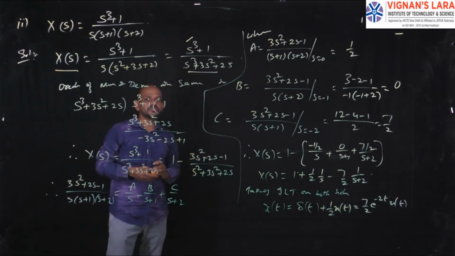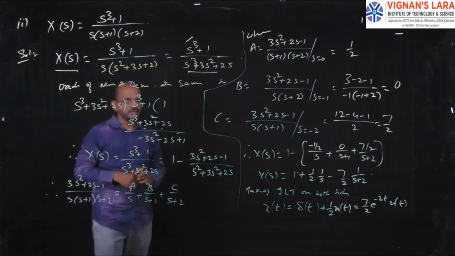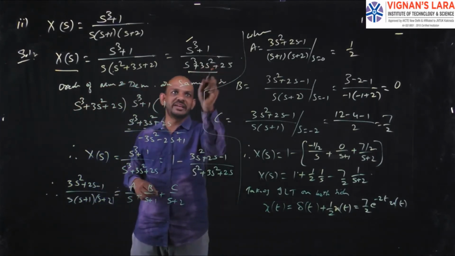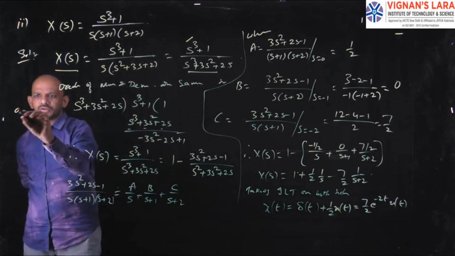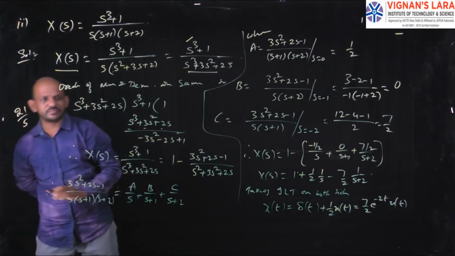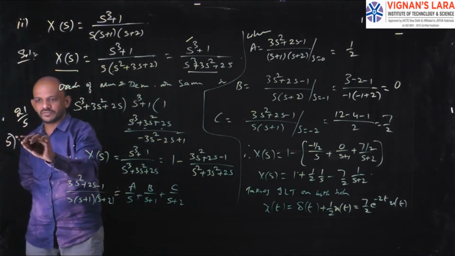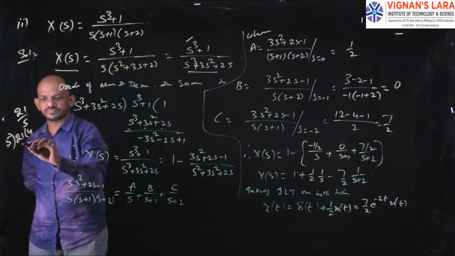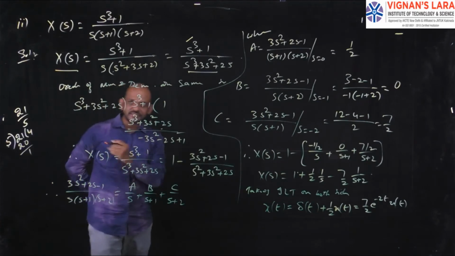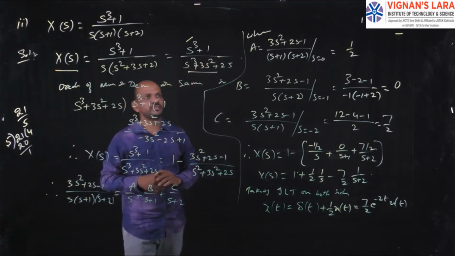So what do you have to do? For that I have to go for division. So s cube plus 1 is divided by this. It is simple. If I want to divide 21 by 5, what will I do? 5 fours are 20, so the remainder is 1. In the same way, here also I am going to divide s cube plus 1 by s cube plus 3s square plus 2s.